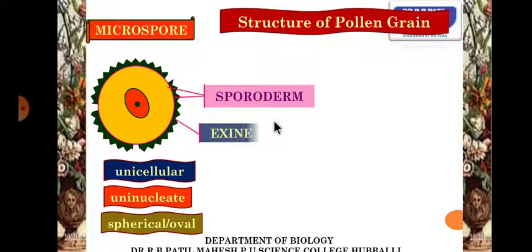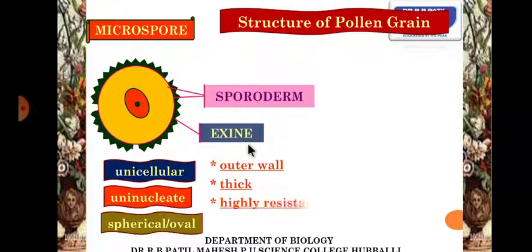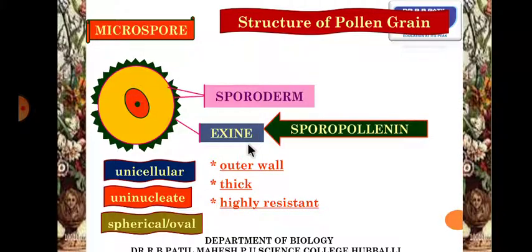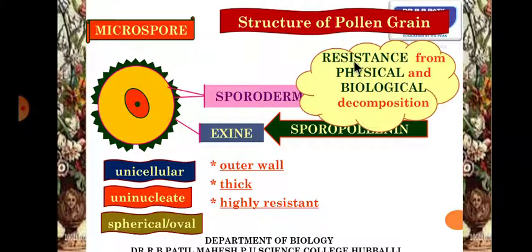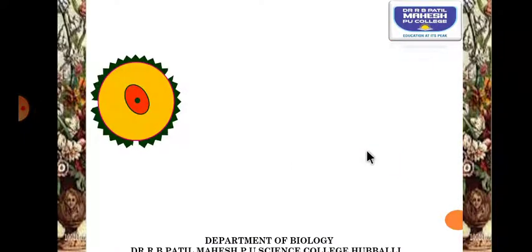The first wall layer, which is green in color here in this picture, is called exine. Exine is the outermost layer of the pollen grain. It is thick and highly resistant to chemical, biological and physical decomposition. Why? Because it is deposited with a chemical by name sporopollenin. Sporopollenin offers resistance to the exine from physical and biological decomposition. So we understood that exine is made up of sporopollenin.